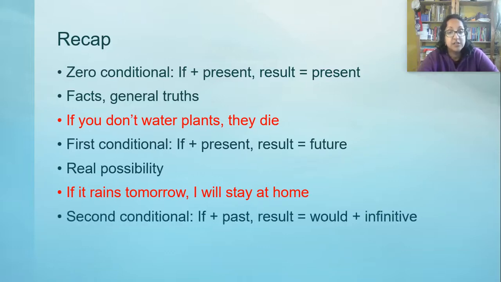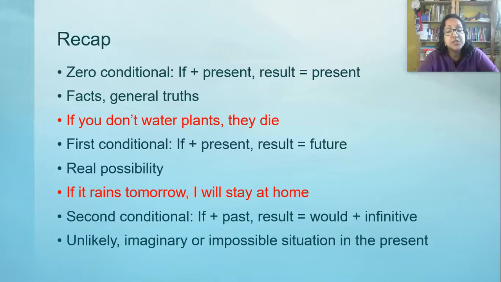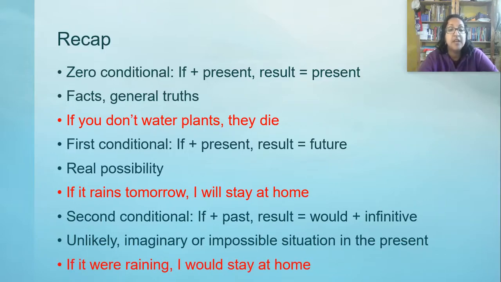The second conditional is formed by using if with a past tense, and the result is formed with would and the infinitive. It's used for unlikely, imaginary, or impossible situations in the present. For example, if it were raining, I would stay at home. But it's not raining, so I'm going out. Okay, so it's unlikely or impossible in the current situation.